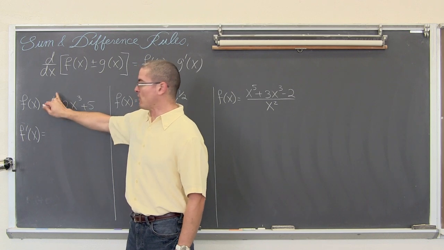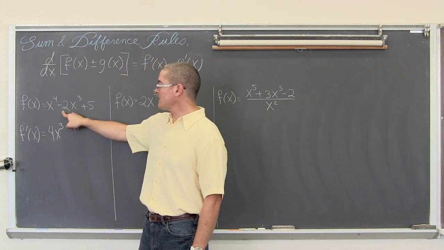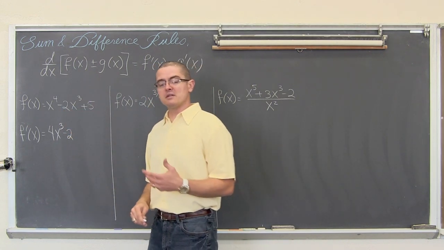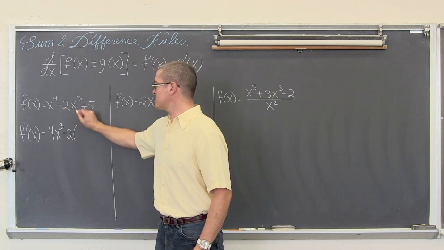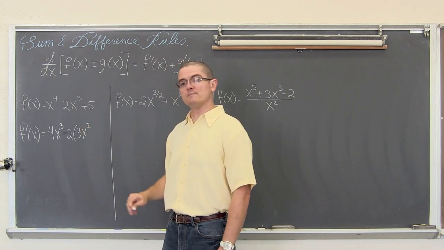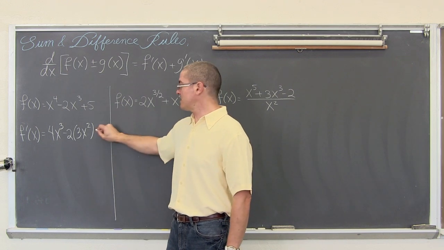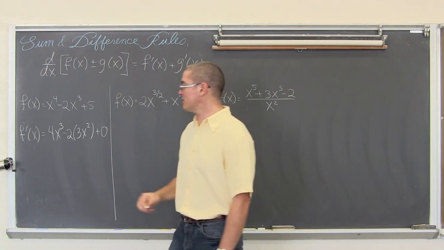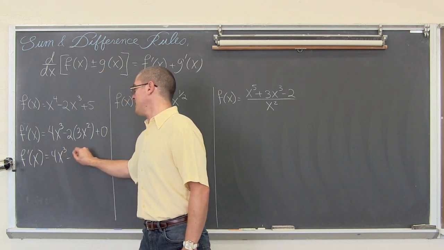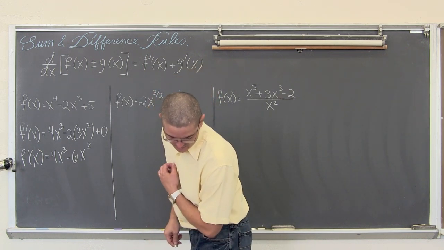So the derivative of x to the 4th we now know is going to be 4x to the 3rd. Negative 2x to the 3rd, well, that's going to be negative 2, our constant multiple, times the derivative of x to the 3rd, which is 3x squared. And then the 5 is a constant, and the derivative of a constant is equal to 0. So ultimately, f prime of x here is going to be 4x to the 3rd minus 6x squared, and that's it. Let me just make sure I didn't say something silly.